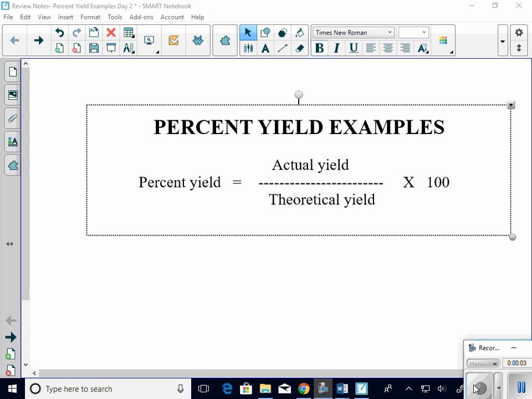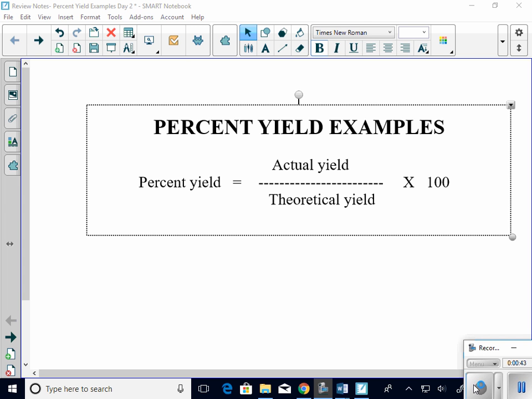Okay, today our objective is to be able to determine the percent yield given various things. We're going to work two examples here today. In one of the examples you will be given an actual value. In the second example, you will be given the percent yield. So we will have to work it a slightly different way, somewhat backwards of the first one.